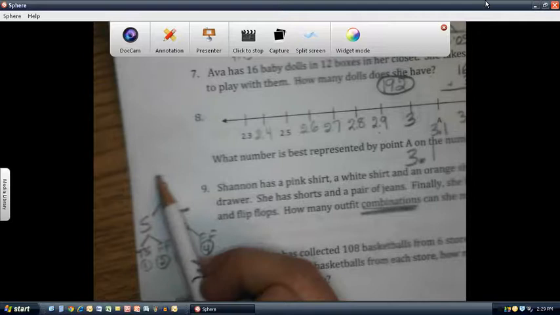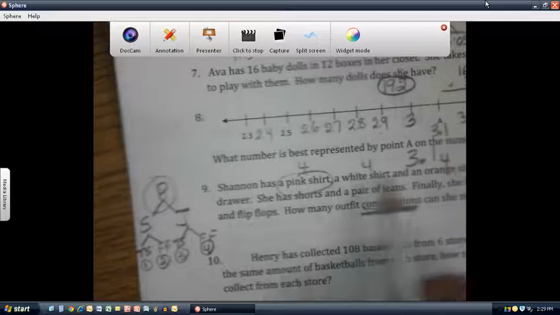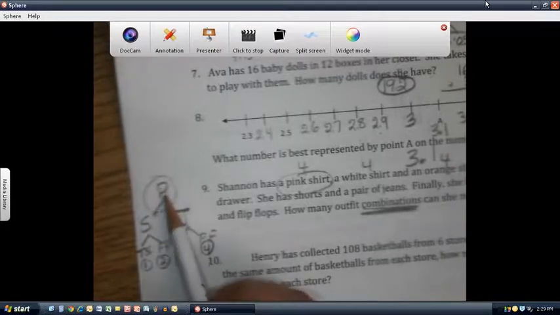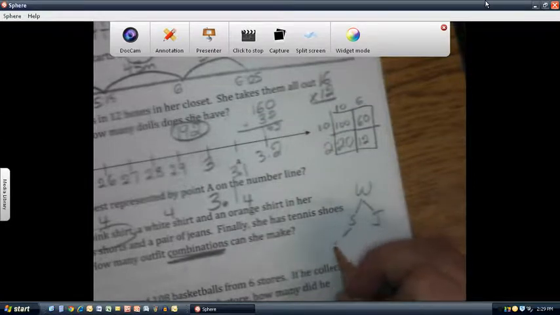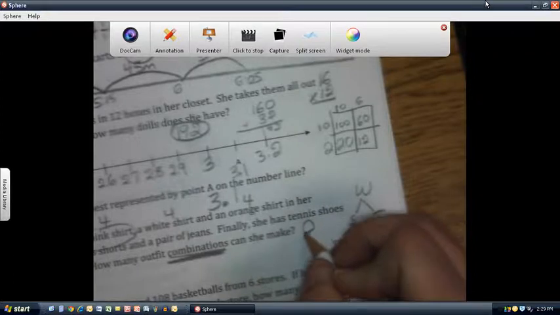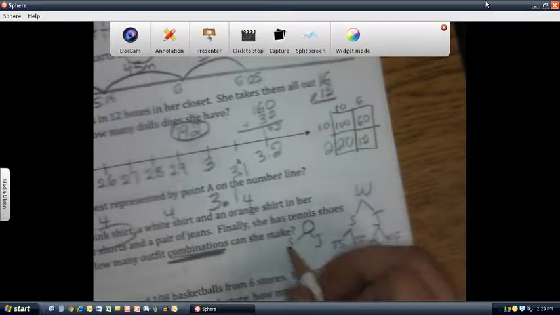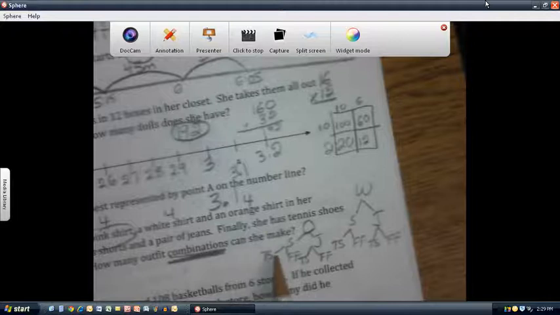So each one of my shirts is going to have 4 combinations, and the only difference in their tree diagrams is going to be that top. So white would look like this. And then orange would look like this. Again, did not give you enough room, so hopefully you got another piece of paper. So I have 4, 5, 6, 7, 8, 9, 10, 11, 12. So that should be 12 combinations.